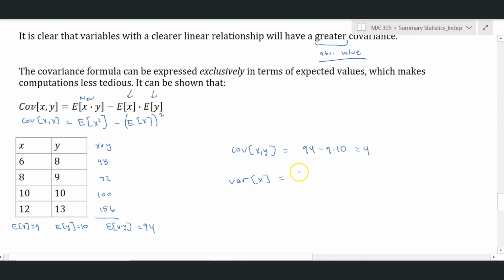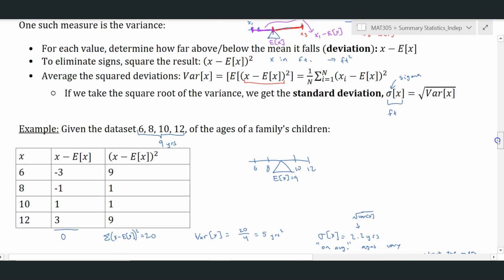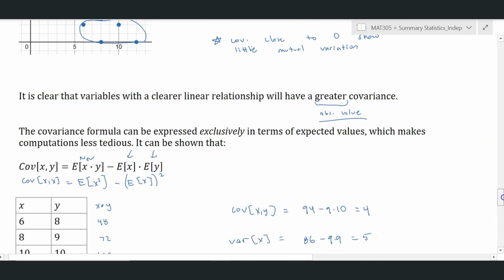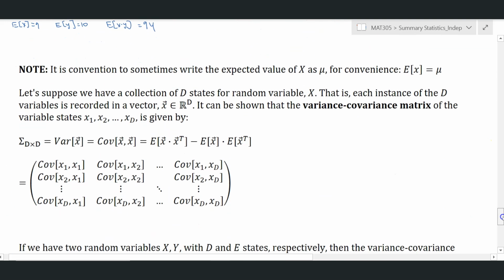You would get 86, and then the expected value of x is 9. So you'd have minus 9 times 9, and that would give you 5, which once again checks out because when we computed the variance earlier, we did indeed get 5 as the variance. So just an easier, more convenient way to do this.